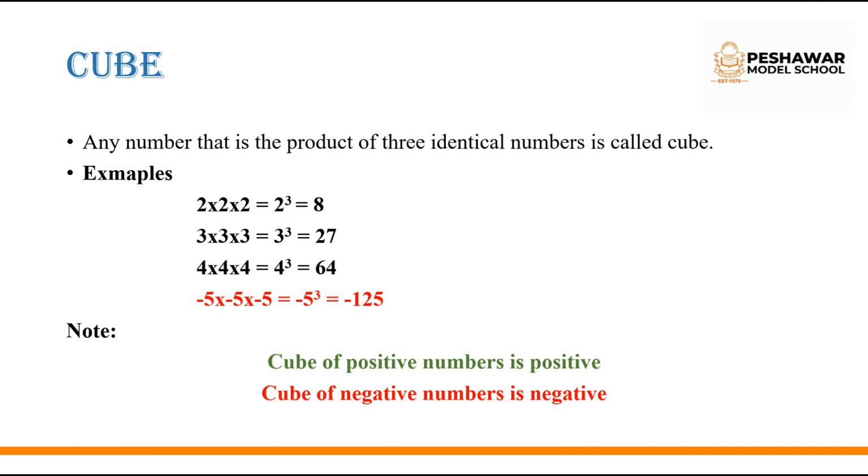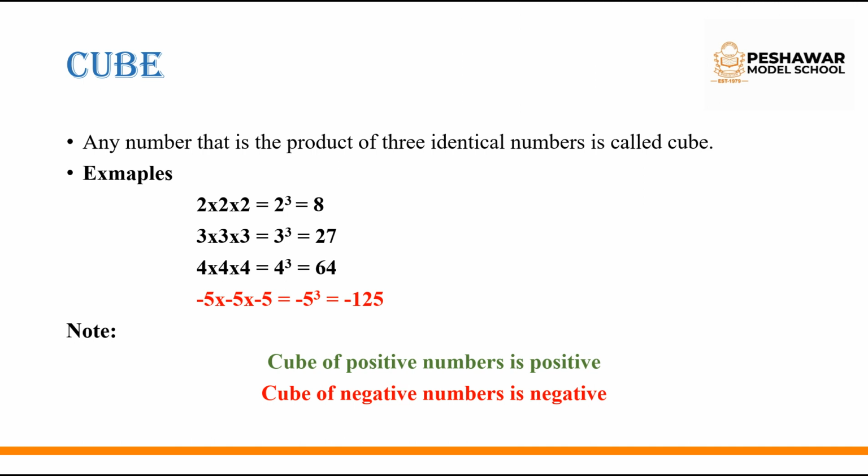If you multiply 3 with 3 with 3, it gives 3 cube. The power 3 is called cube. The power 2 is called square, and so on. If you take 4 multiply 4 multiply 4, it gives 64. So these are called cubes.